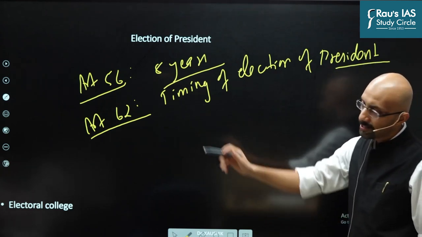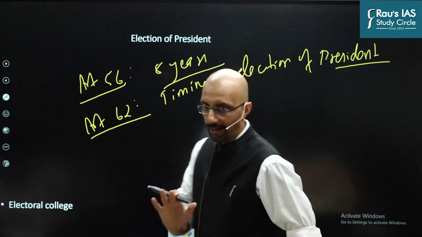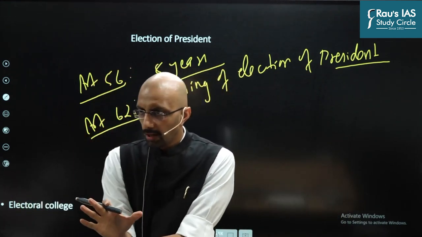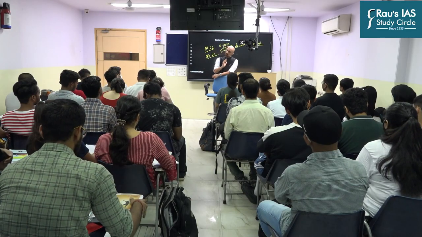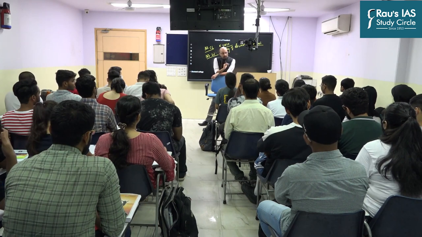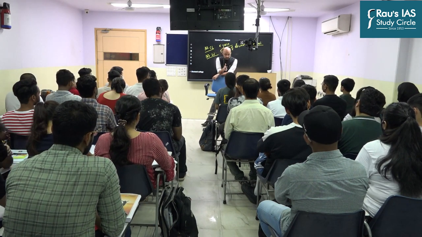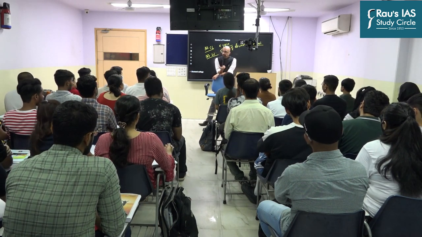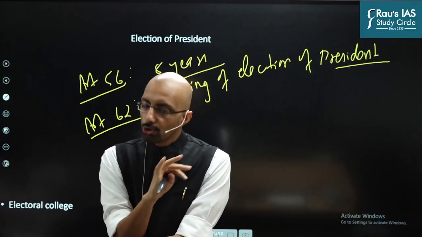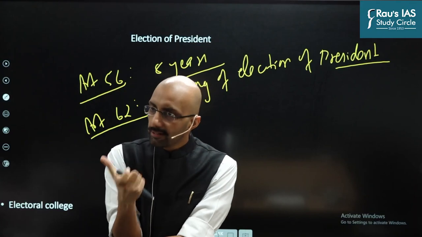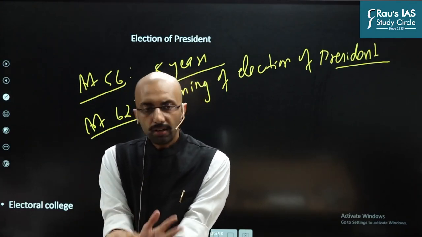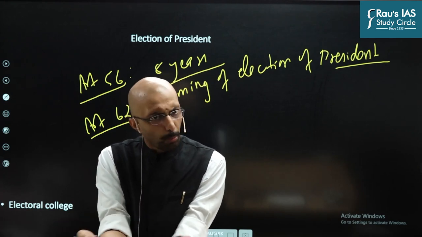So Article 62 says, in case of normal times, normal time means when the president is going to complete his 5 years term, the process of election should be completed before the incumbent. What's incumbent? Incumbent means the current holder of any office. So right now, President Ramnath Kovind is the incumbent in the office of president. So in normal times, before the president completes his 5 years, we should have completed the election of our next president. That is this year, normal year.